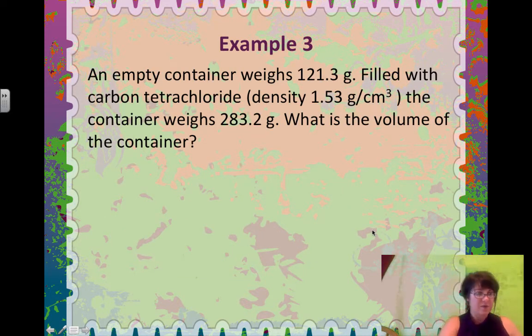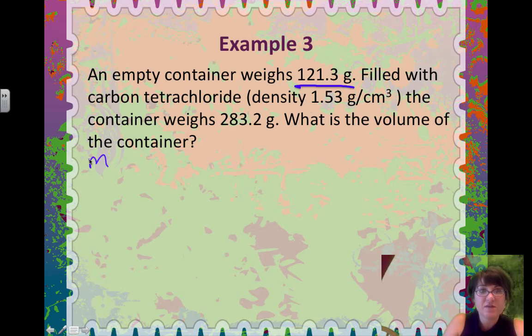Let's work through an example where we get to see how this might be used in the chemistry lab. An empty container weighs 121.3 grams. So I'm going to write that down. Underline the important stuff and write it down. So the container alone weighs 121.3 grams.